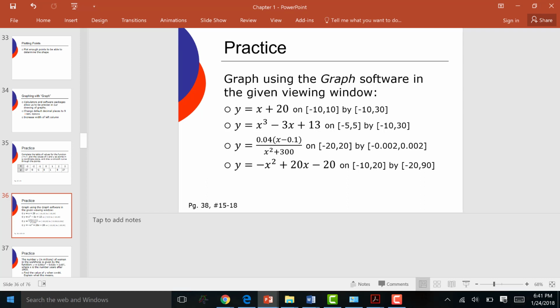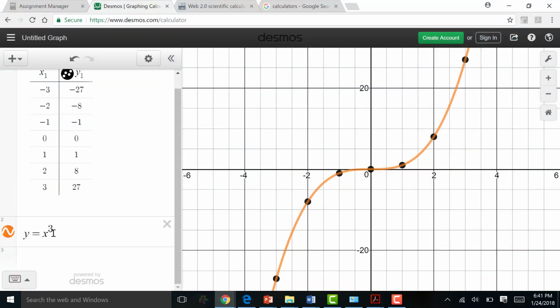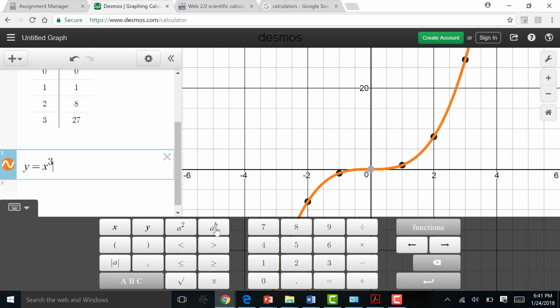Raise to the 3rd power. Go back to the, hold on. See this little number right here? You can actually go to this keyboard and click on this button right here. You got to put your X in first and then click this button.